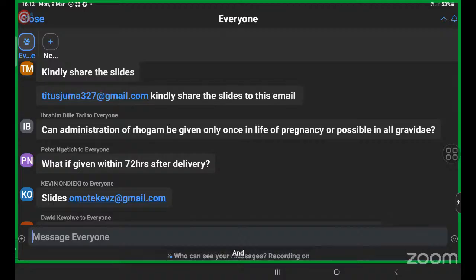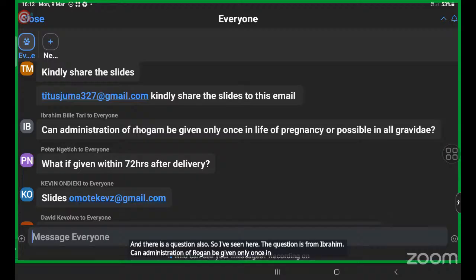And there is a question I've seen here. The question is from Ibrahim: can administration of ROGAM be given only once in life, or once per pregnancy, or is it possible in all gravida?